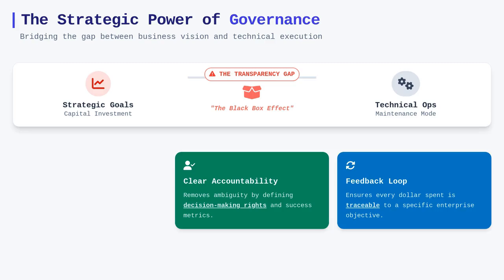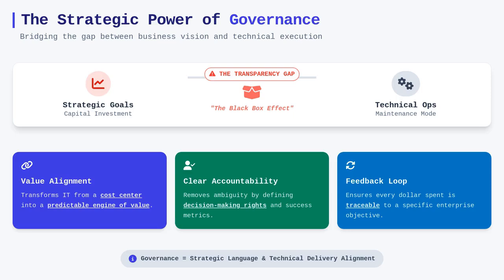When stakeholders know exactly who is responsible for a decision and how the success of that decision is measured, the entire organization moves with greater cohesion. It ceases to be a situation where the board asks for innovation while the technical teams are perpetually stuck in maintenance mode. Effective governance aligns the language of business strategy with the language of technical delivery, transforming IT from a mysterious cost center into a predictable engine of value.